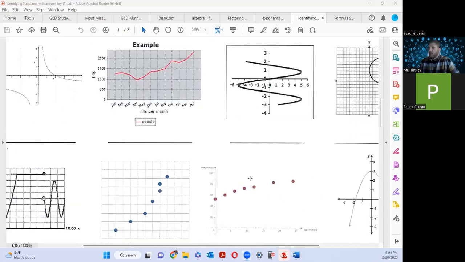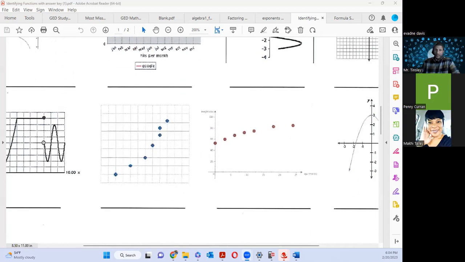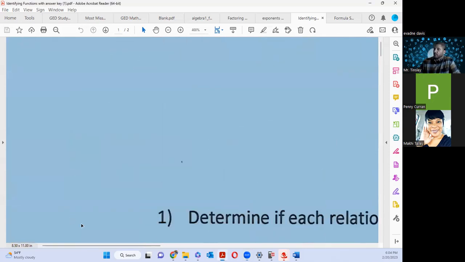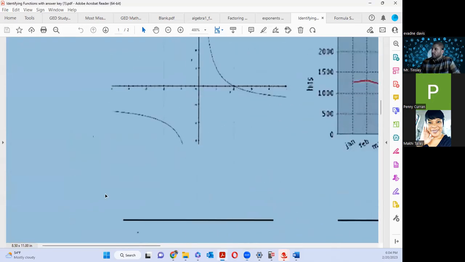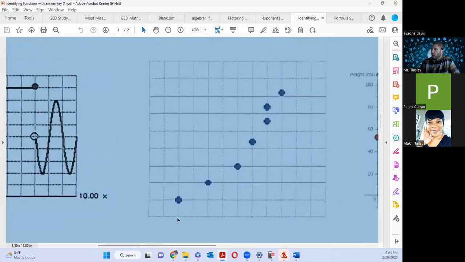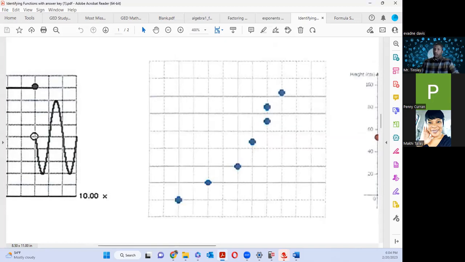But the one I want you to be familiar with is this one here. And let me show you. Let me increase the zoom. This is more of an indication of a problem that you may get on the GED. Of course, this is my x-axis. This is my y-axis. So is this graph a function?